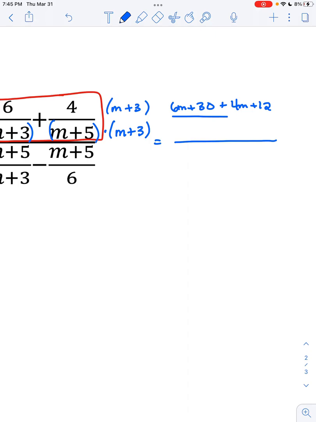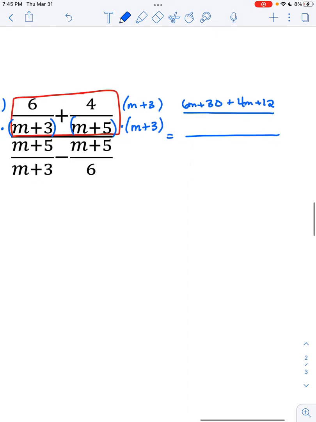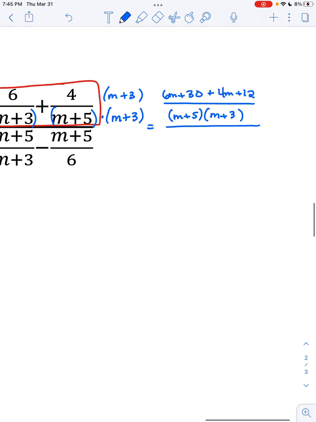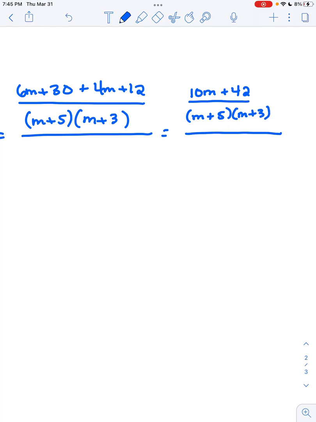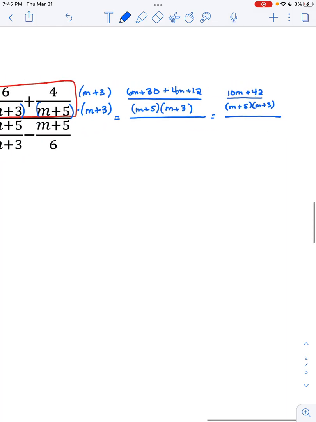And then the common denominator on the top half of this big fraction is the quantity of m plus 5, m plus 3. You're definitely not going to want to distribute any kind of denominators here. It's going to help you a lot more to keep it in factored form. So let's continue simplifying this top half of the fraction because there's some like terms up there. That would be 10m plus 42 over m plus 5, m plus 3 in the denominator.